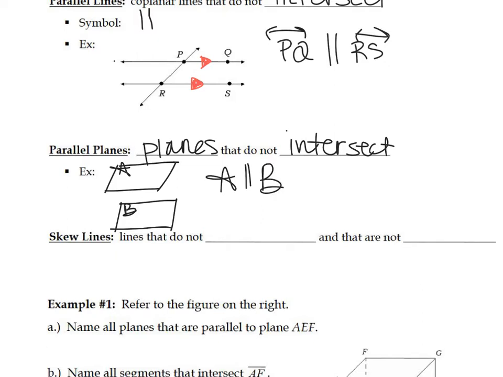intersect. Then lastly, we have something called skew lines, which are lines that do not intersect, but they are not parallel, which we'll see a little bit more about what that looks like in a little bit. They're more common in three-dimensional figures, not necessarily when we just draw lines in a plane, but we'll see that in a little bit.